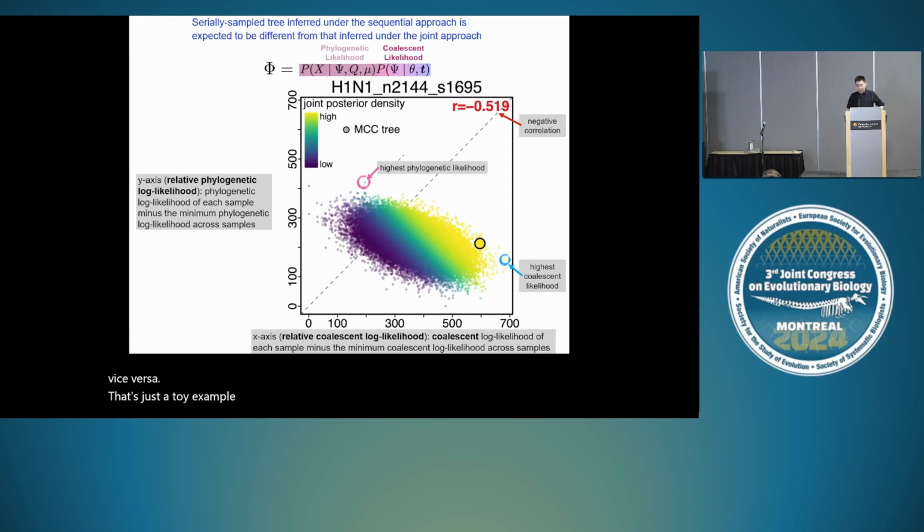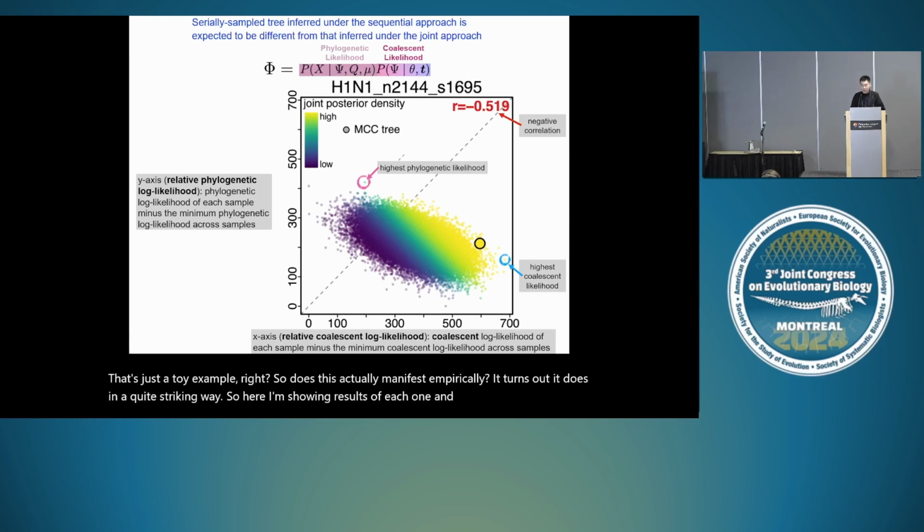So does this actually manifest empirically? It turns out it does in a quite striking way. Here I'm showing results for an H1N1 data set. Each dot in the scatter plot corresponds to an MCMC sample, whose x-axis indicates the relative coalescent likelihood and y-axis indicates the relative phylogenetic likelihood. Here the two likelihoods are strongly negatively correlated, demonstrating the interaction between them. In addition, this also indicates that theoretically, we should not expect the sequential and the joint approaches to produce the same tree topology.